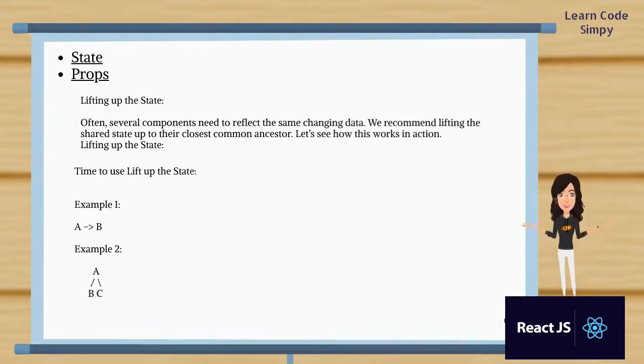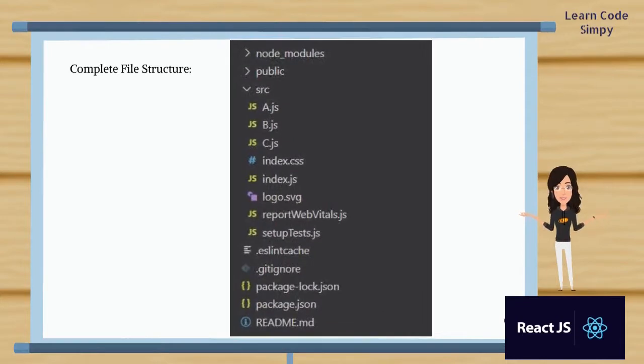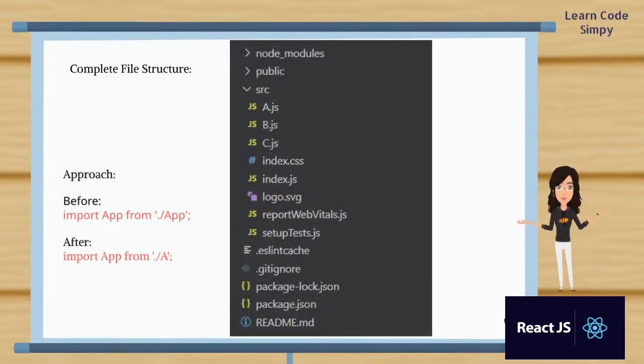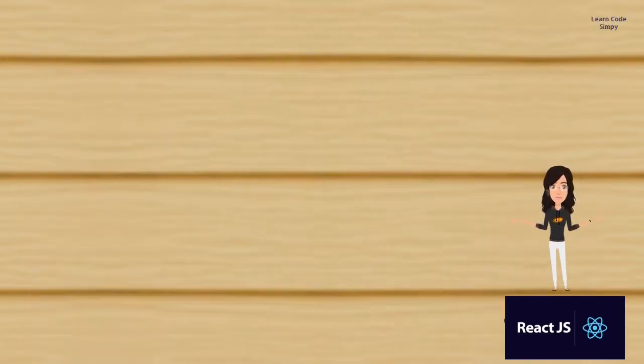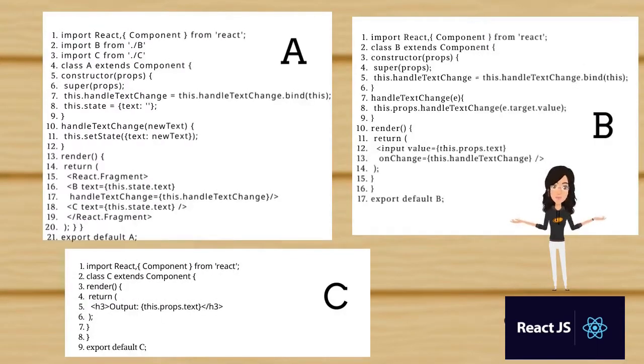So we are considering the second example. You can see there is a complete file structure. There's node modules. In the src there are three js files: A, B, C. The approach to solve this is we will lift the state of component B and component C to component A. Make A.js our main parent by changing the path of app in the index.js file. Before, it was import App from the component App; after, import App from A.